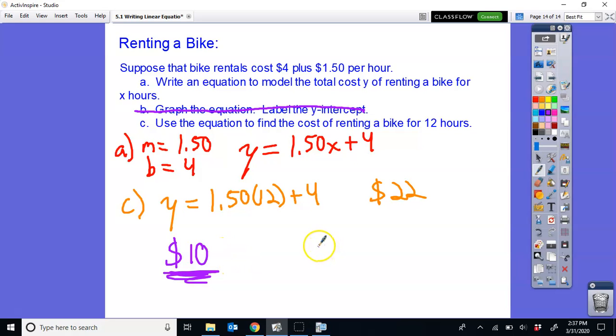So how would I figure that out? Well, $10 is not X. You can't plug in X. Remember, X was the number of hours. Y is the total cost. So we actually want to plug in 10 for Y and then solve this equation for X. So take a minute, see if you can get x by itself.